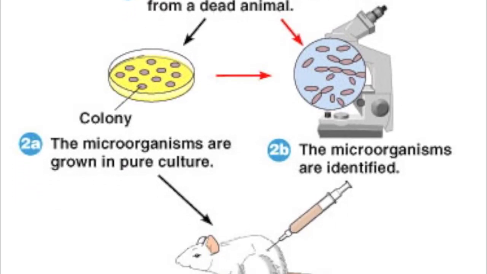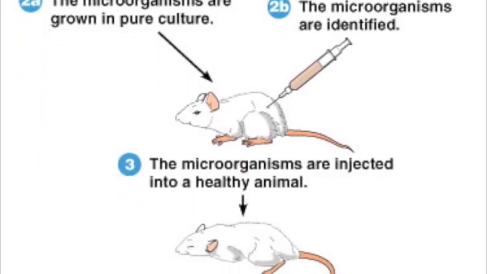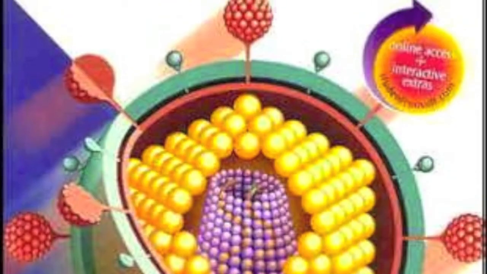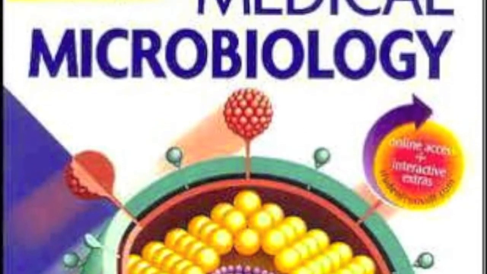Koch developed a system that could prove that a particular organism causes a specific disease. This became known as Koch's postulates. They set up a strong foundation for medical microbiology. It also began a golden era from the years 1879 to 1889.